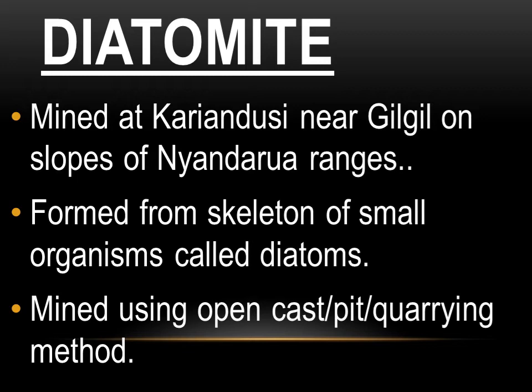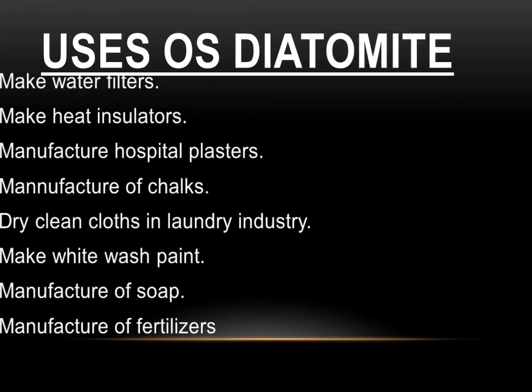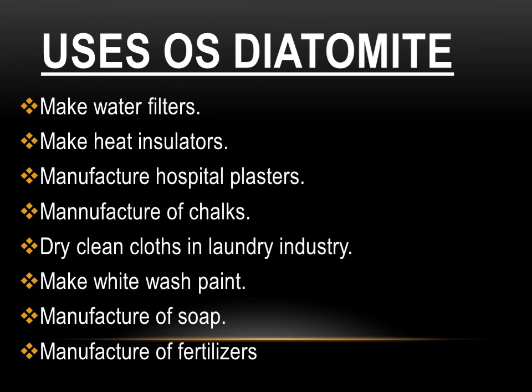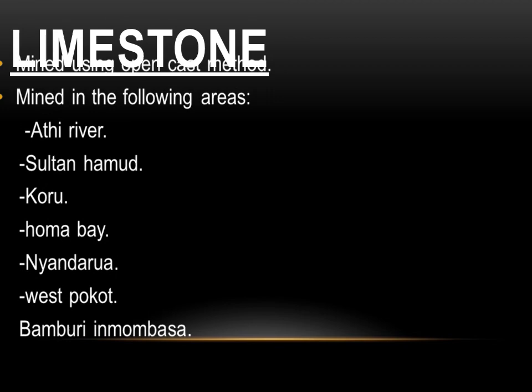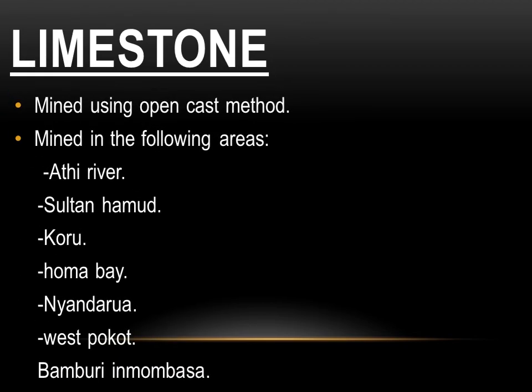So this method, the open cast or pit or quarrying method, remember we said it is used to mine minerals that are near the surface of the earth. We have said Bamburi in Mombasa. So the most common areas where it is mined are the river mines here in Kajiado, around the Kitengela region, and Bamburi in Mombasa. Those are the largest mines we have in Kenya.